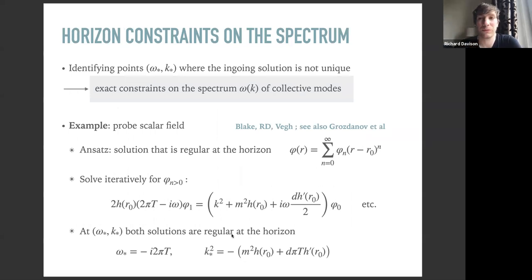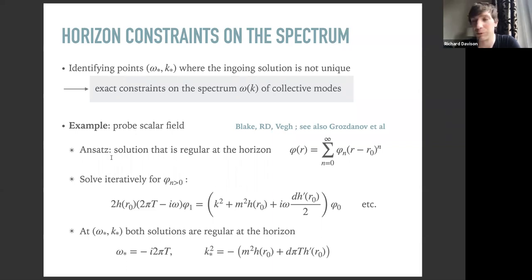Okay, so the summary of what I'm going to explain is that by identifying these particular points, which I'm labeling omega star and k star, where the ingoing solution is not unique, that gives us exact constraints on the spectrum of the quasi-normal modes, on the collective modes of the Green's function. And so to explain how this works, I'm going to first of all give a very simple example, which is just this probe scalar field I mentioned before, because this contains all the essential information about where this is coming from. And then after this, I'll explain how it works for the case of the energy density operator that I'm really interested in. So let's imagine I want to compute the Green's function for this scalar operator.